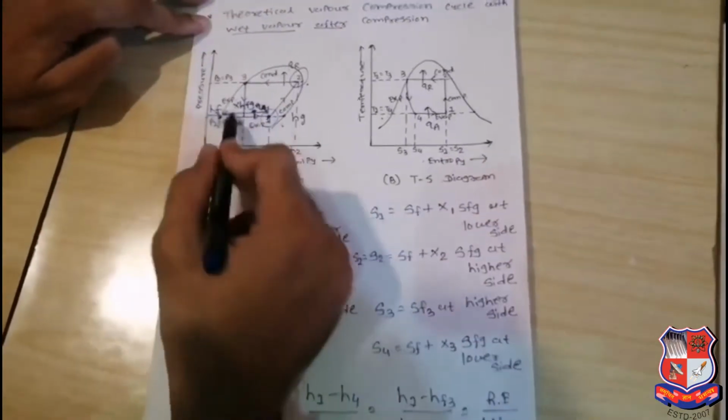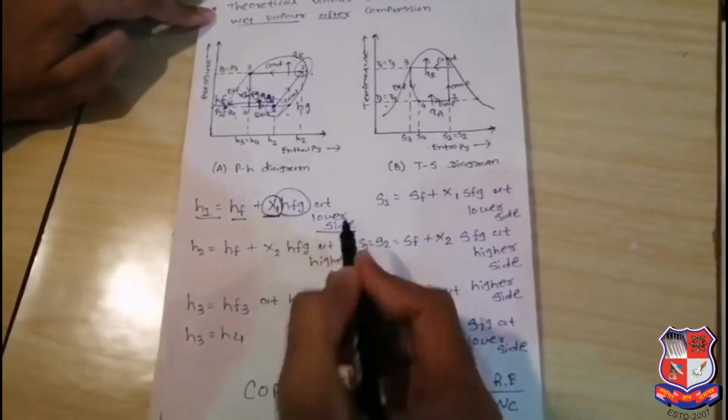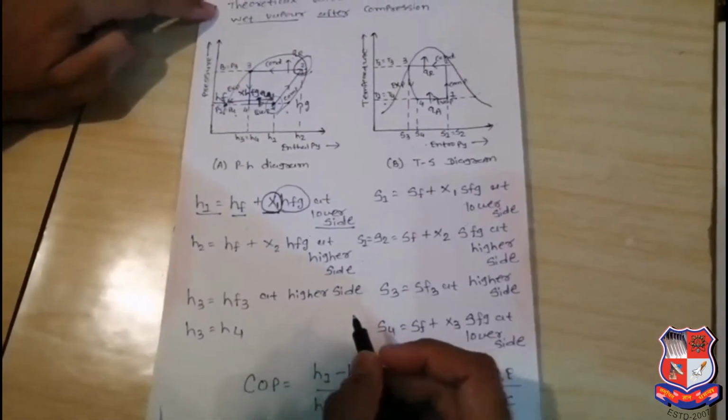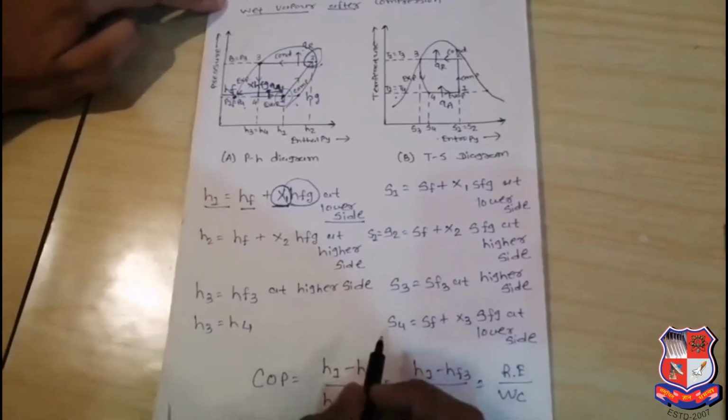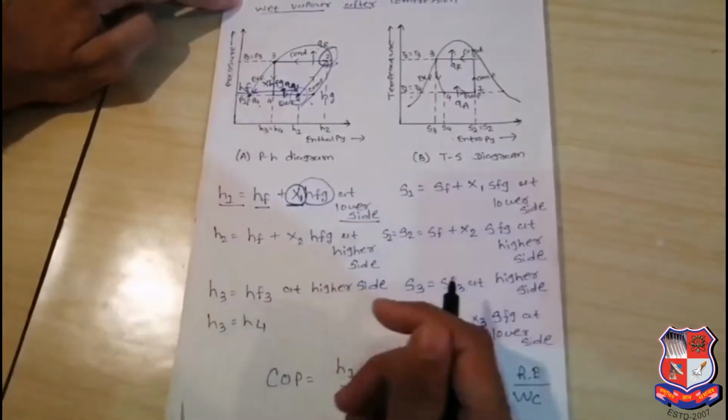It means the vapor side, the evaporator side, will be found out. Now we have discussed the H2 point. The H2 point is also in the wet region. So in a similar way, we have considered it on the upper side, or we can say the higher side. So the enthalpy of the higher side will be considered.